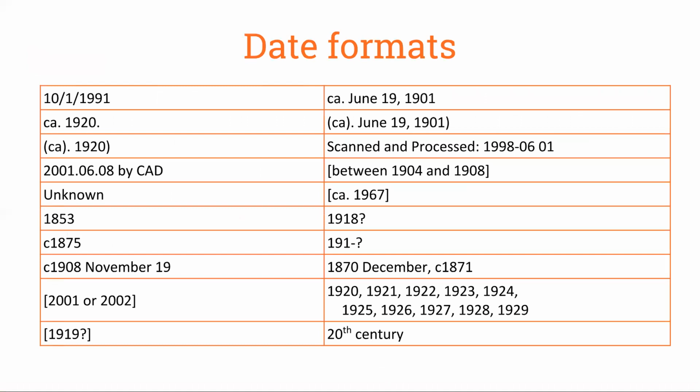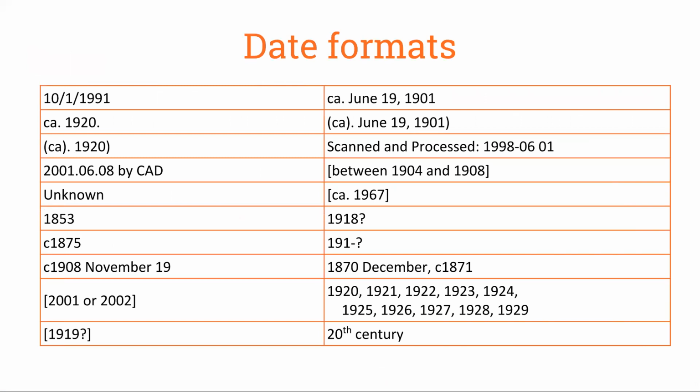Here's some different date formats. Look at the ones on the left as compared to the ones on the right. October 1st, 1991, as opposed to circa June 19th, 1901. CA 1920 or CA June 19th, 1901. 2016, 06, 08 by CAD. Again, you want to be consistent. You want to make sure that you're choosing the actual date the object was created.